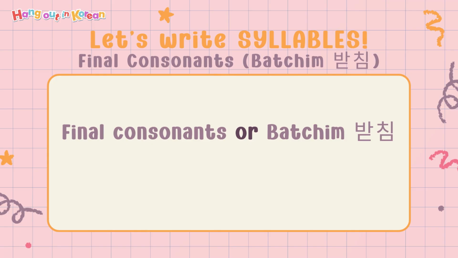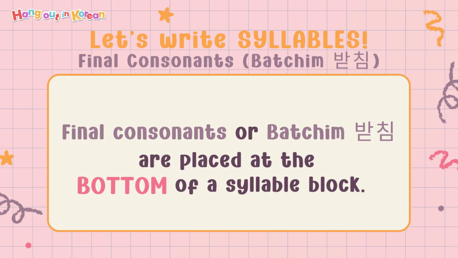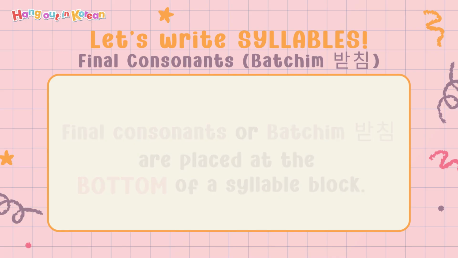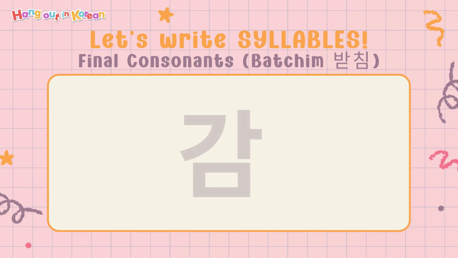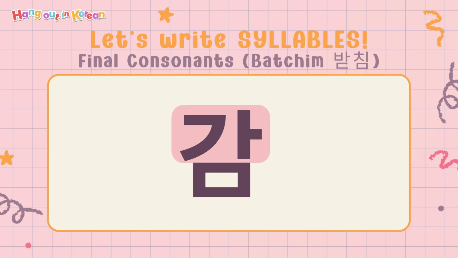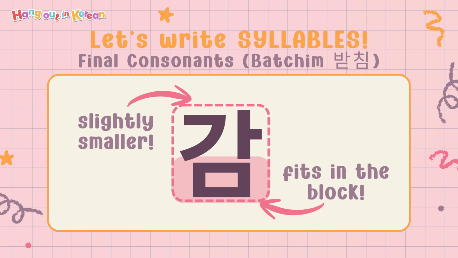Final consonants, or Batchim, are placed at the bottom of a syllable block. How does it change the block? When you add a final consonant, the top part of the syllable becomes slightly smaller, so the final consonant fits neatly underneath the imaginary square.